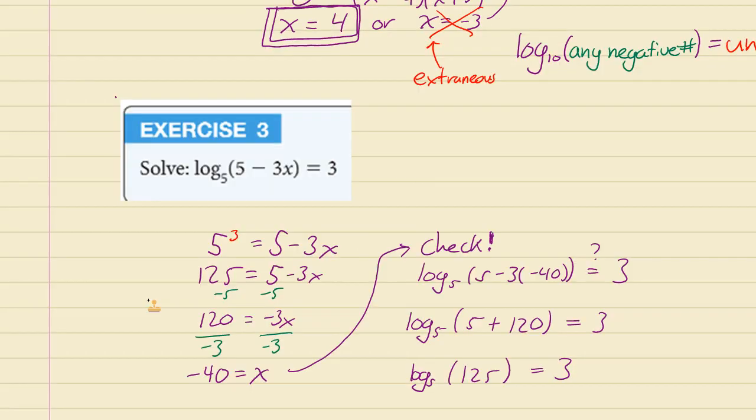And here's the answer I got. x equals negative 40. And I checked that by plugging it in. When you replace x with negative 40, it ends up turning into the log base 5 of 125, which is indeed equal to 3. So that is a correct solution.